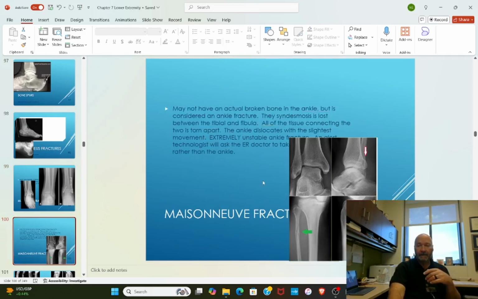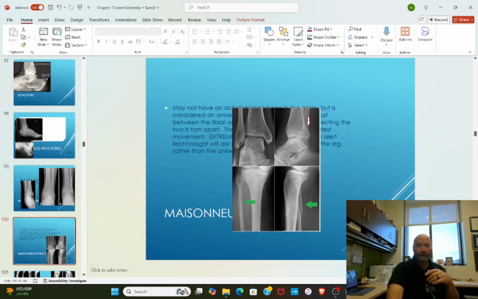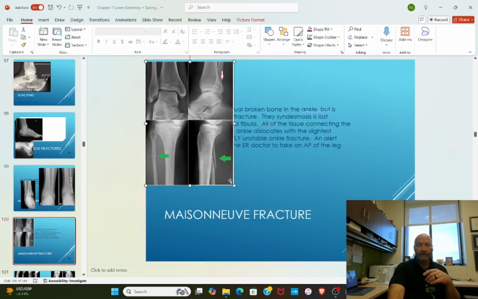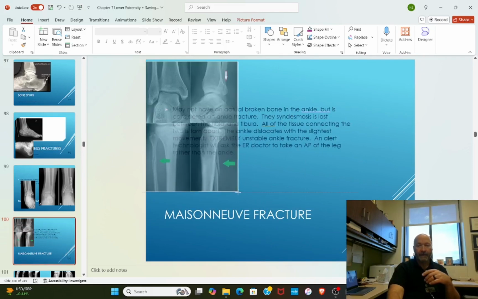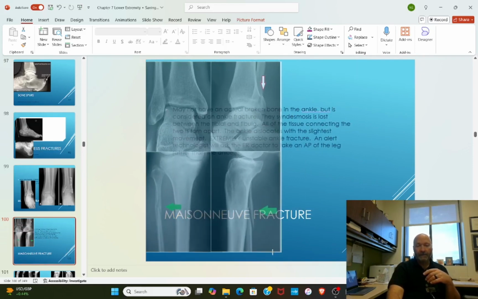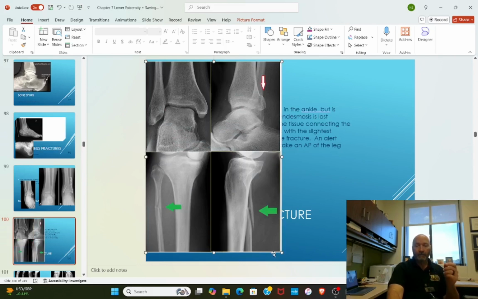And then I did refer to a Maisonneuve fracture, and a Maisonneuve fracture is an ugly fracture of the ankle. The ones I've seen did not have any broken bone involvement in the ankle itself. So this one has a posterior malleolus off of the tibia. The ones I've seen just had the proximal fibular involvement.